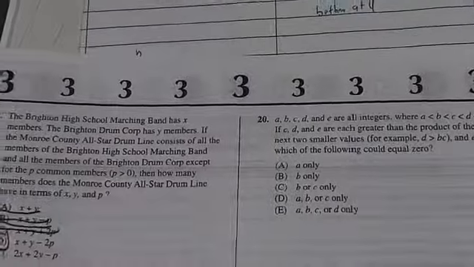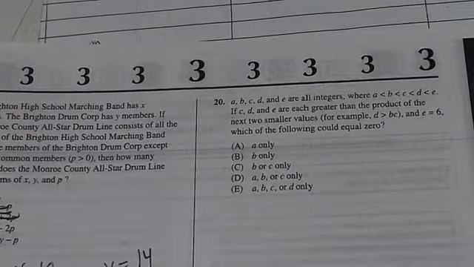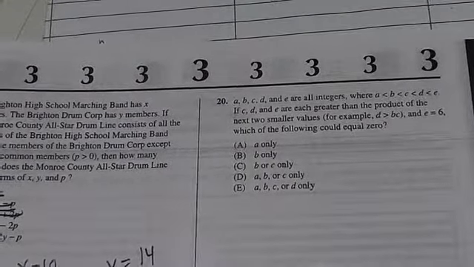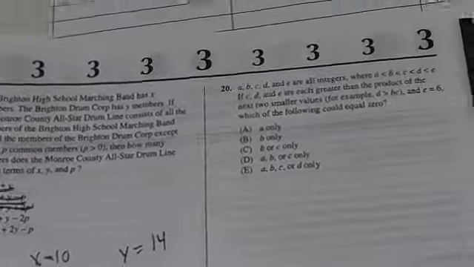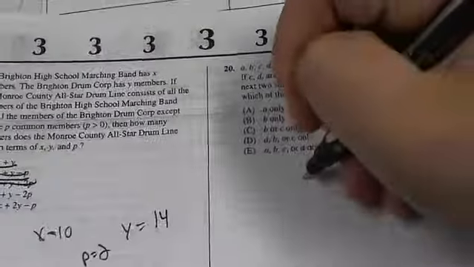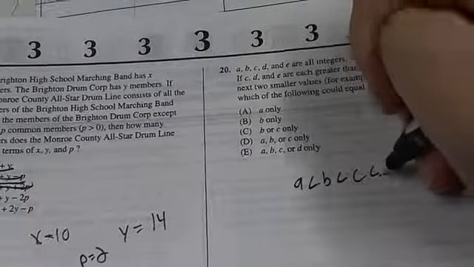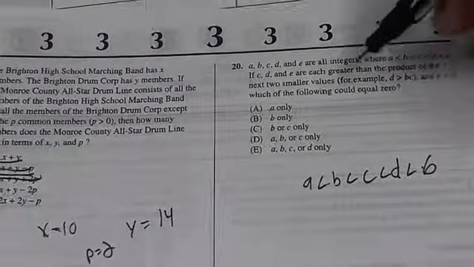Number 20. A, B, C, D, and E are all integers where A is less than B, less than C, less than D, less than E. If C, D, and E are each greater than the product of the next two, for example D is greater than BC, and E is 6, which of the following cannot be 0? E is 6, so we have A less than B, less than C, less than D, which is less than 6. Which of the following could equal 0?